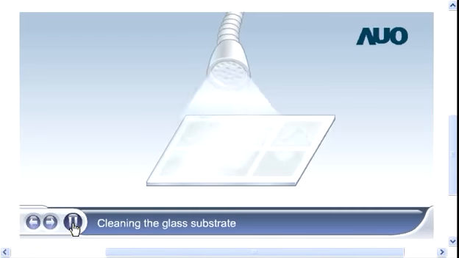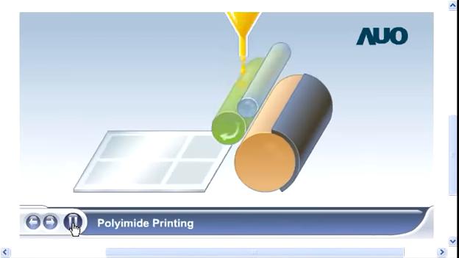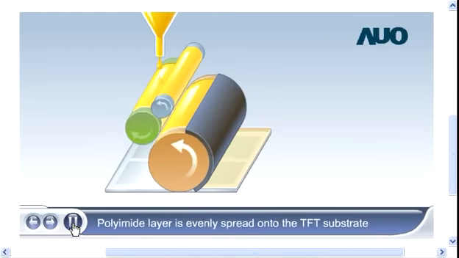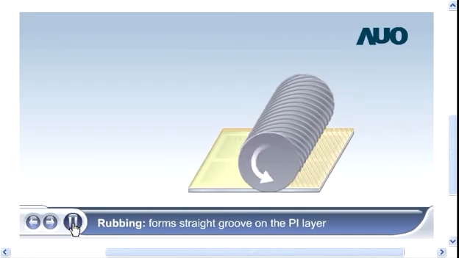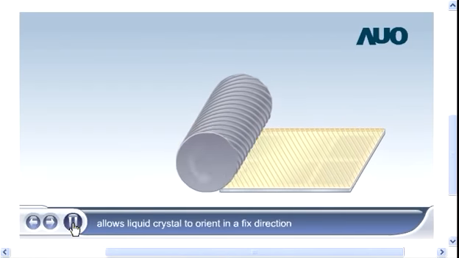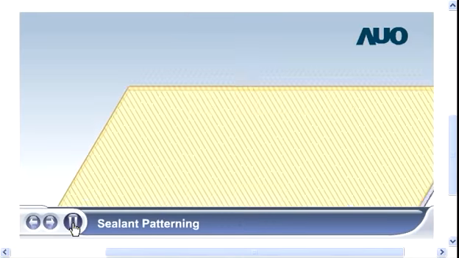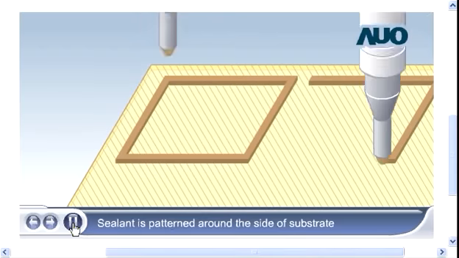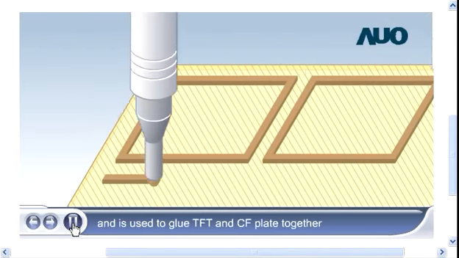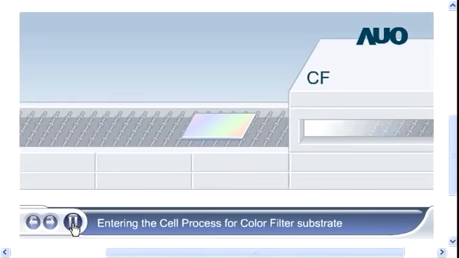So this is a TFT process, and from here it is the same process as passive LCD, with polyimide coating and rubbing for the LCD molecular alignment. And you can see that is with a sealant printing, but the TFT is more advanced. This is for color filter. CF means color filter process.